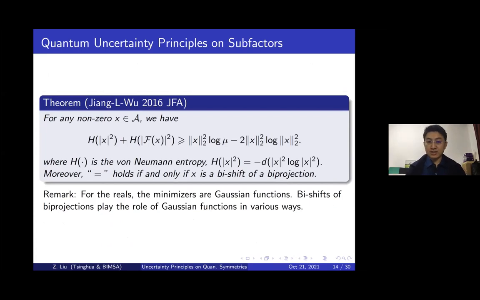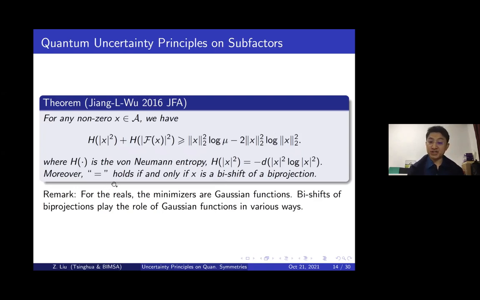Besides the Donoho-Stark type of inequality, in that paper we also consider the entropic inequality. So we take the operator X and look at its absolute value squared. Even though the operator is non-commutative, we consider it as a quantum analog of the wave function, and the absolute value squared is the density matrix. So we consider the entropy of X squared and the entropy of the Fourier transform squared, and the sum has a lower bound. This is similar to the Hirschman-Beckner uncertainty principle for the reals.